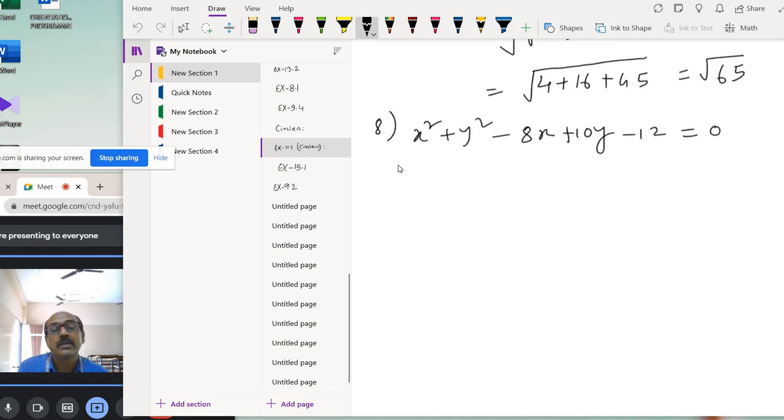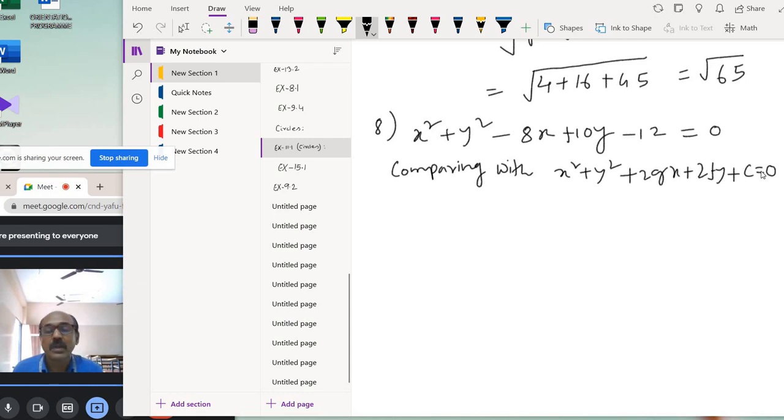So comparing with x square plus y square plus 2gx plus 2fy plus c equal to 0. And in this question, the coefficient of x square and y square are the same, so it is a circle. Now compare.